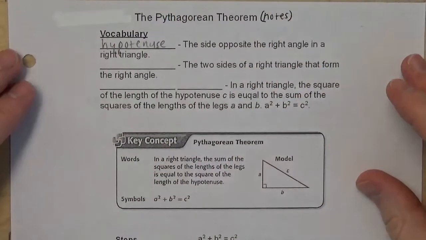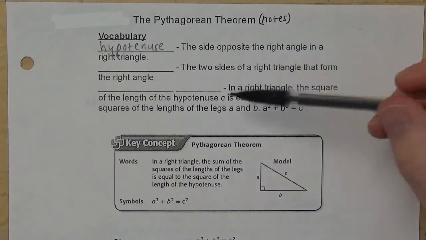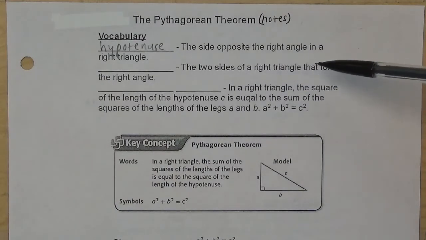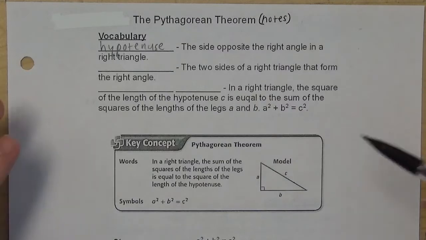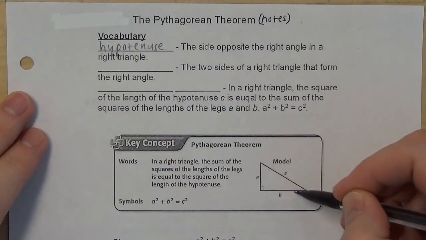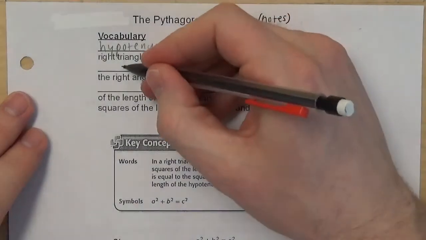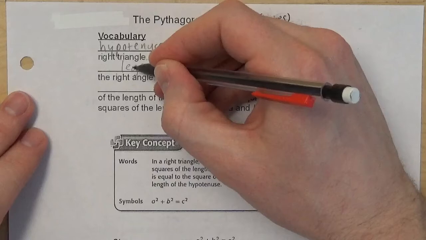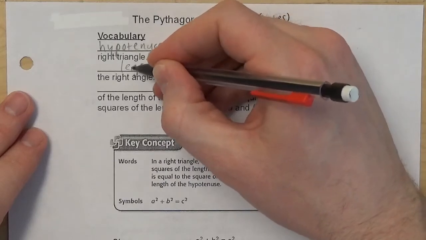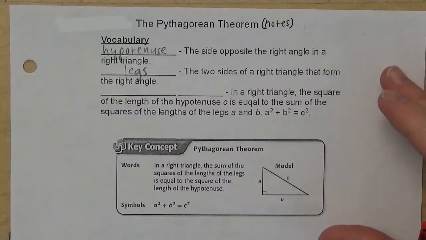Kind of a funny name there for one of the sides of a right triangle, hypotenuse. The two sides of a right triangle that form a right angle. So in other words, in this triangle, the sides A and B, these two that make up the right angle, those are called the legs. So you got the two legs and then the hypotenuse.